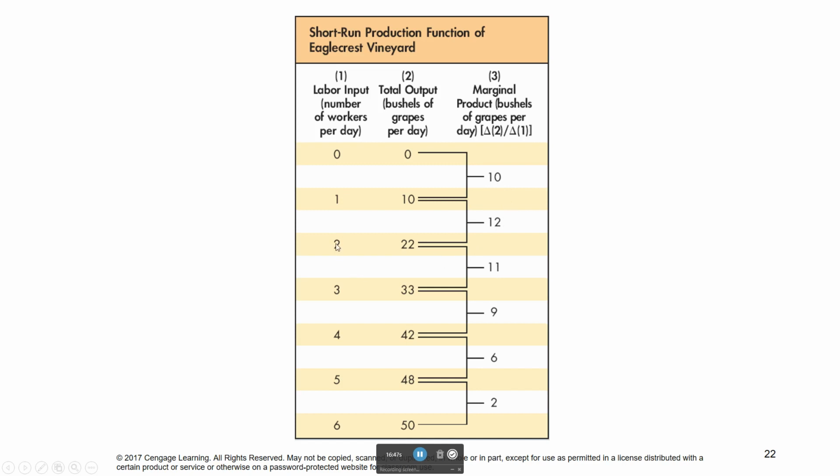Here's where the law of diminishing returns does kick in. If we go from 2 and we hire a third worker, we go from 22 bushels of output per day to 33. The marginal product, what we gain by hiring the third worker, is 11 bushels per day. His marginal product is less than the marginal product of the second worker, so the law of diminishing returns kicks in here between 2 and 3 workers. And you can see as we add more and more workers, their marginal product declines.